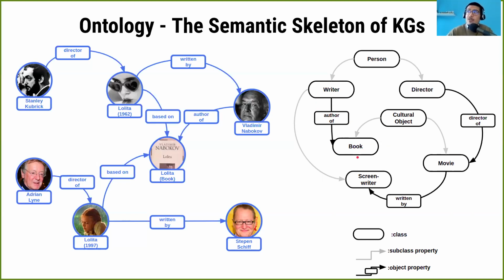So the ontology represents the semantic skeleton that describes the meaning of the knowledge graph that we can see on the right side of this slide.